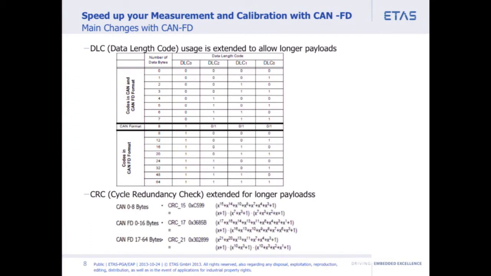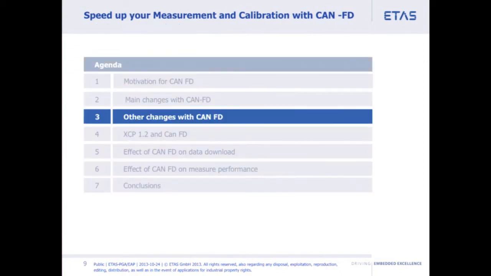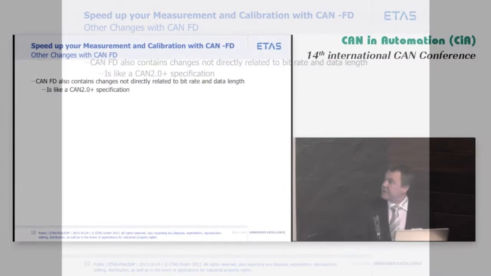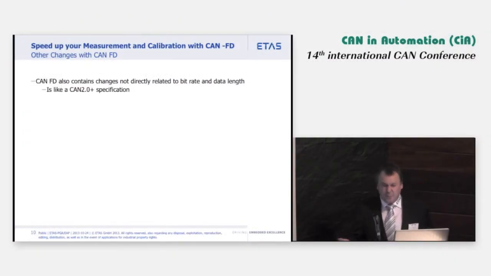And also, because of the longer payloads, we've increased the checksum routines to enable handling these. There's just a couple of other changes in CanFD. Although they're mainly related to the data rate and the payload, there are some other changes which make it more like a 2+ specification.